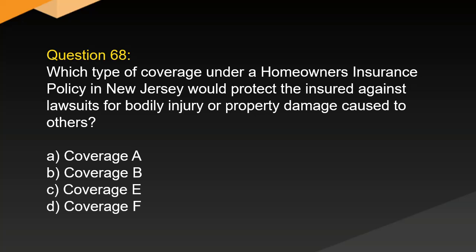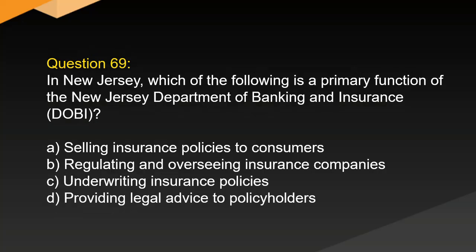Question 68. Which type of coverage under a homeowner's insurance policy in New Jersey would protect the insured against lawsuits for bodily injury or property damage caused to others? A. Coverage A, B. Coverage B, C. Coverage E, D. Coverage F.